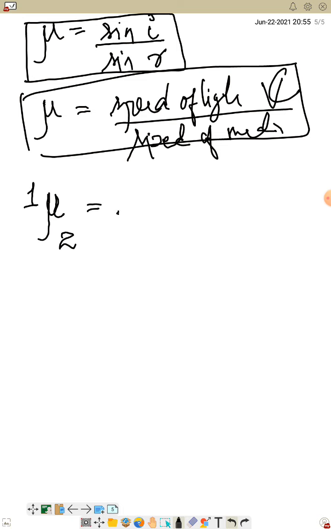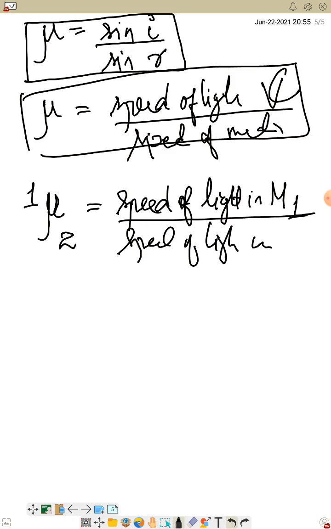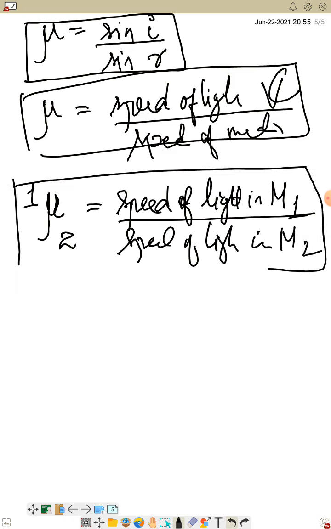Equals, please watch it carefully, speed of light in medium 1 to speed of light in medium 2. This is your third formula. So you can use any of the formulas. Now why are we using this one?